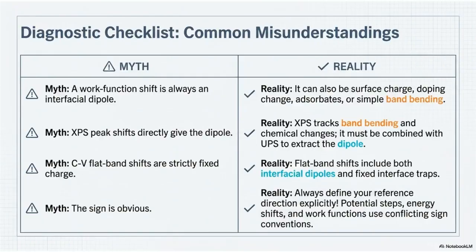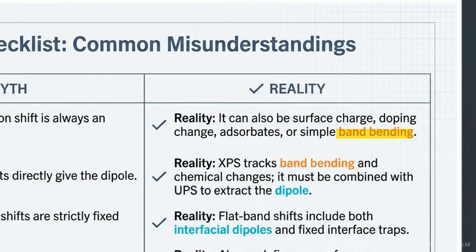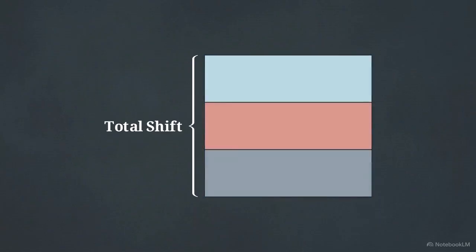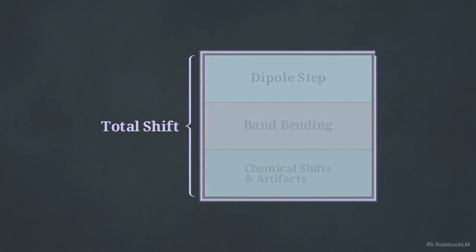This checklist highlights a trap researchers often fall into. It is a myth that a work function shift is always an interfacial dipole. That shift can just as easily be caused by simple band bending or surface charging. UPS successfully maps the total outer boundary of our measurement. It gives us the combined shift, but leaves the internal distribution of charges completely unresolved.